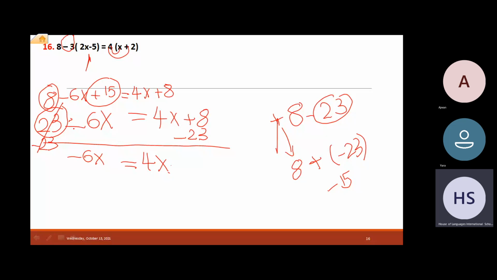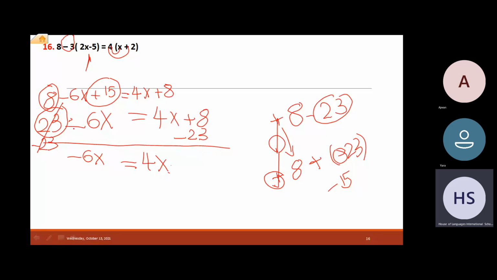Adding integers: if one is positive and one is negative, what do you have to do? You have to subtract first. Subtract first, then you take the sign of the bigger one. 23 minus 8. What is the greatest number, 23 or 8? 23, so you take its sign.